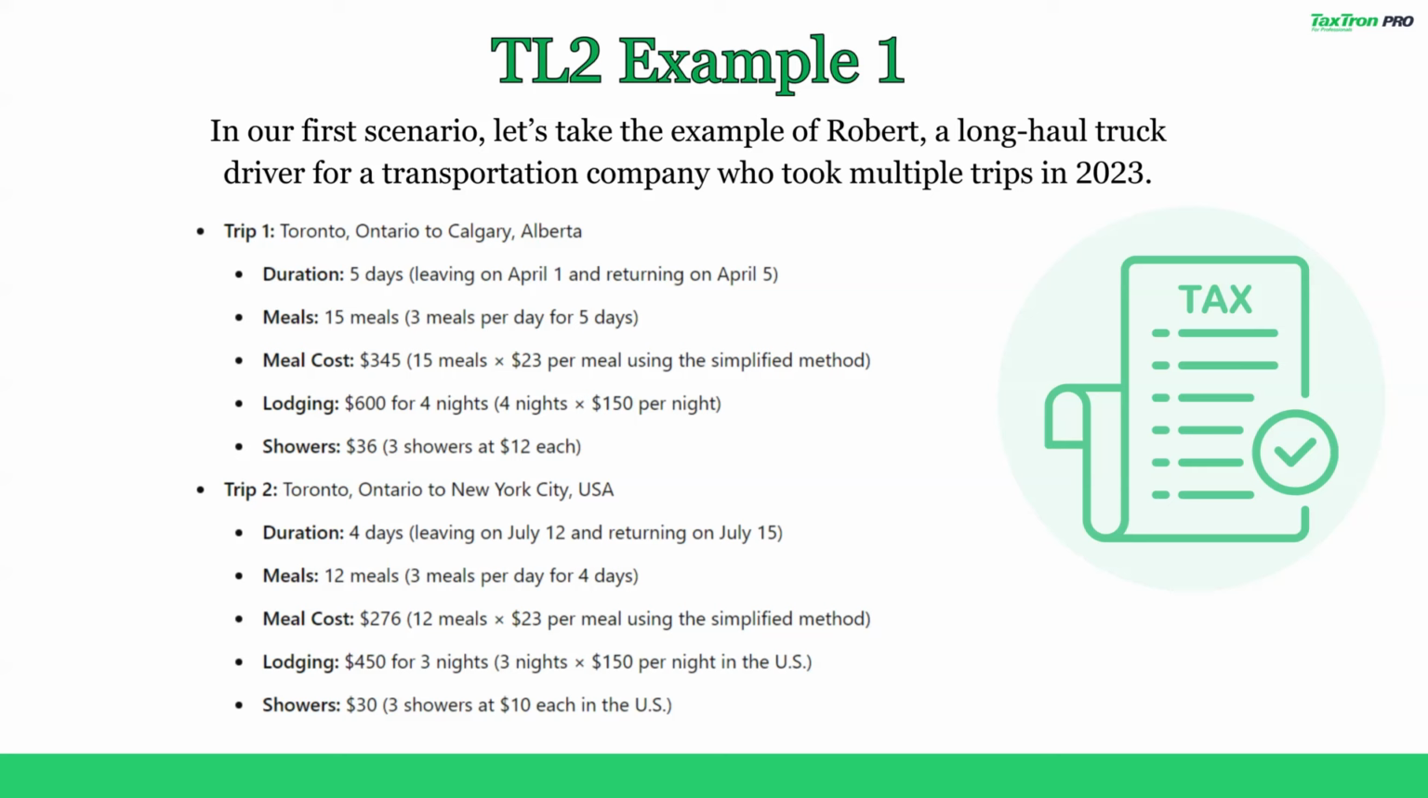Meal cost, $345, 15 meals times $23 per meal using the simplified method. Lodging, $600 for 4 nights, 4 nights times $150 per night. Showers, $36, 3 showers at $12 each.